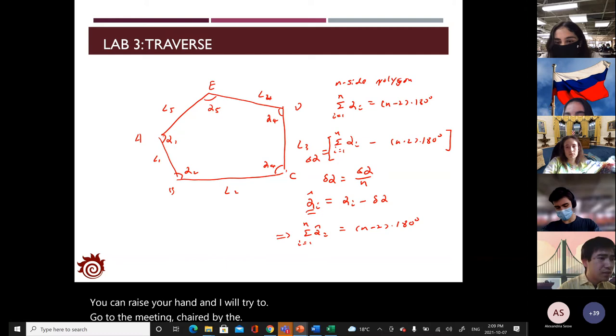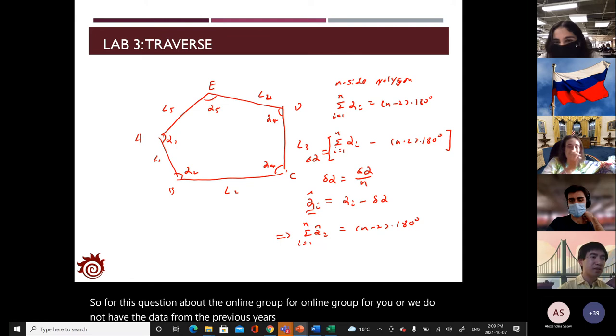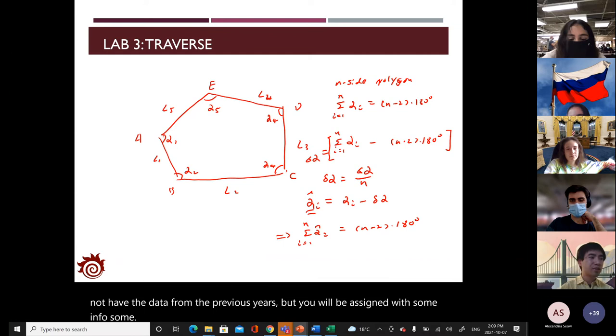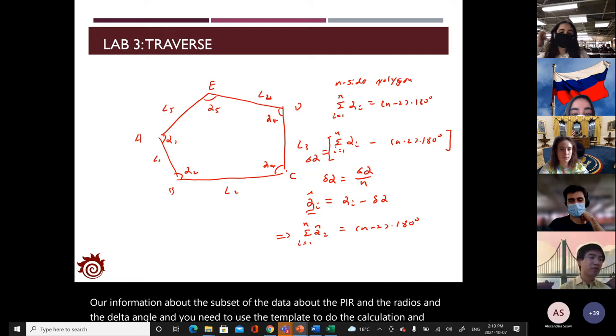So there's a question about the online group. For the online group, we do not have the data from previous years, but you will be assigned some set of data about the PI, the radius and the angle, and you need to use the template to do the calculation and draw the curve by yourself. And that will be the way for you to prepare for lab 4.